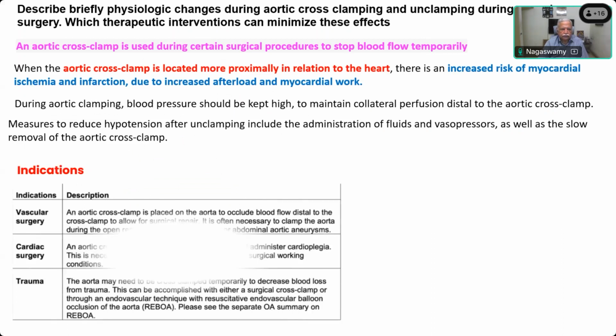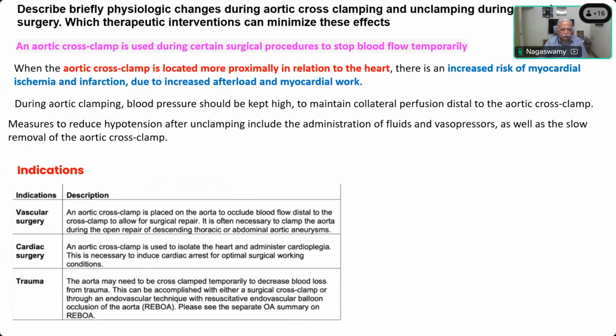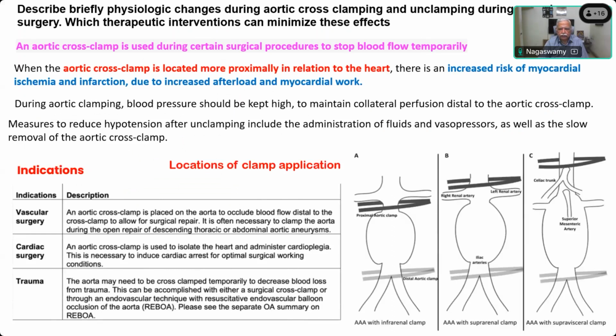The indications can be for vascular surgery, cardiac surgery, or trauma. These are the indications for aortic cross clamping. And location is very important. The location can be infrarenal, suprarenal, or supraceliac. These are the three common locations where we try to apply the clamp: infrarenal, suprarenal, and supraceliac.